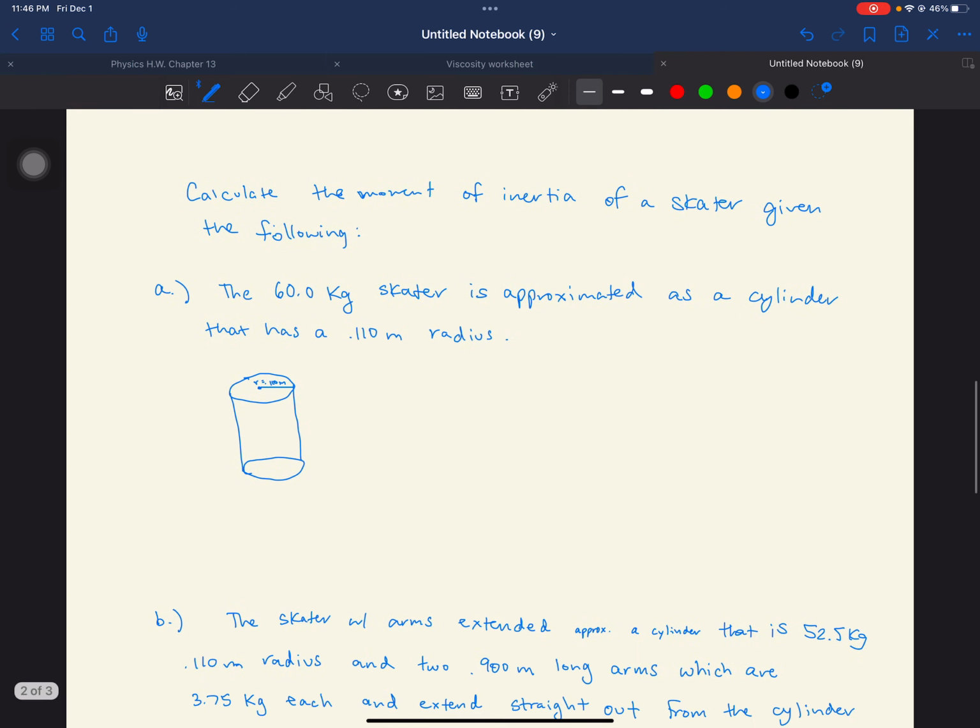Our problem says, calculate the moment of inertia of a skater given the following. The 60-kilogram skater is approximated as a cylinder that has a 0.110 meter radius. So we can say the mass is equal to 60 kilograms. To find the moment of inertia, we have to refer to the table we were given.